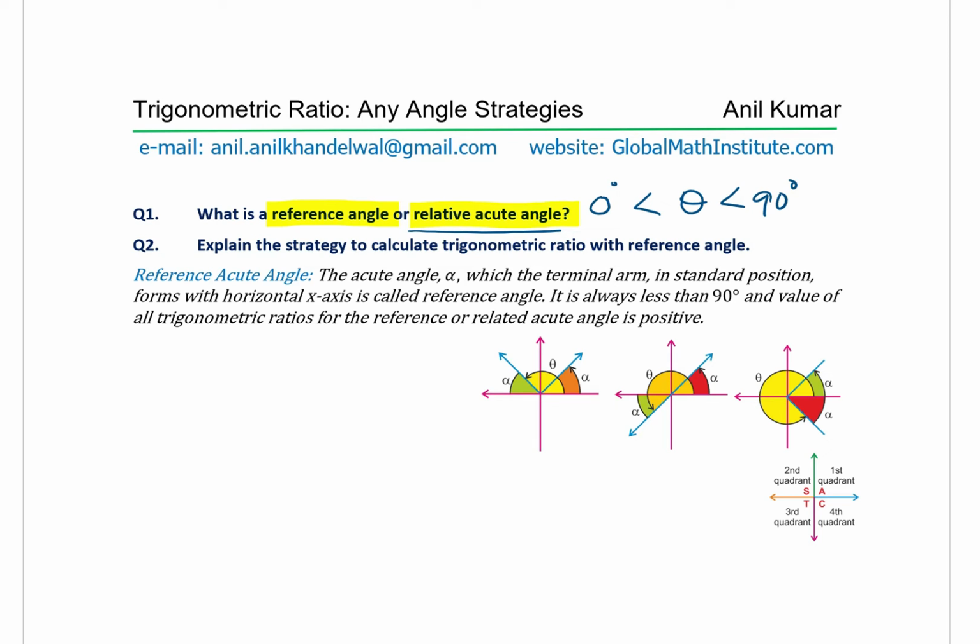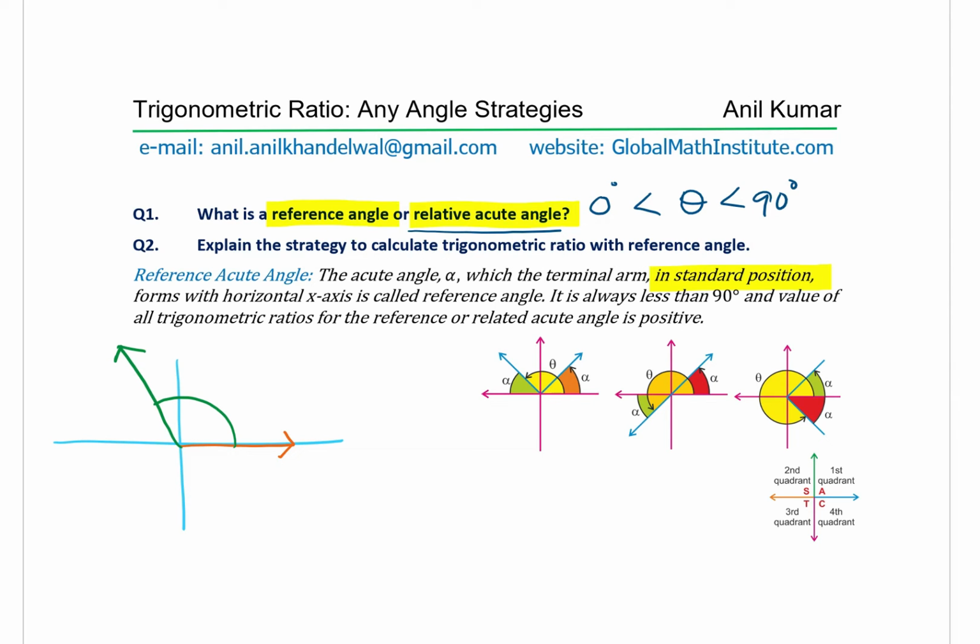So we could define this reference acute angle as the acute angle alpha, which the terminal arm in standard position forms with the horizontal x-axis, is called a reference angle. It is always less than 90 degrees, and the value of all trigonometric ratios for the reference or related acute angle is positive. What I'm trying to say here is that if I have a coordinate plane, then angle in standard position, the term used here is standard position. It really means that the initial arm is along the positive x-axis, and then we're going to rotate this to form an angle, correct? So when you rotate it, then you get the terminal arm.